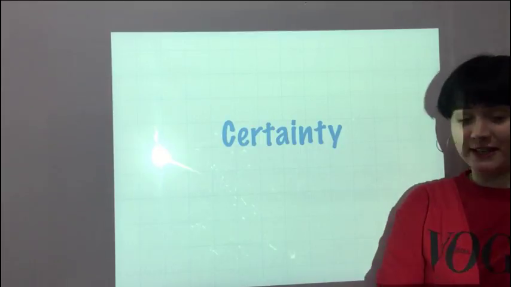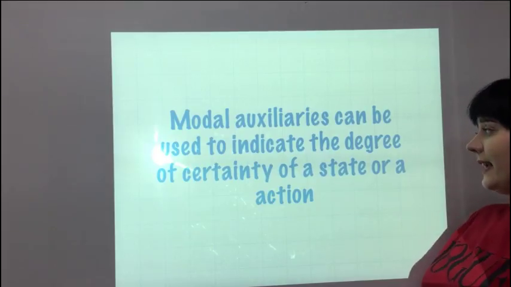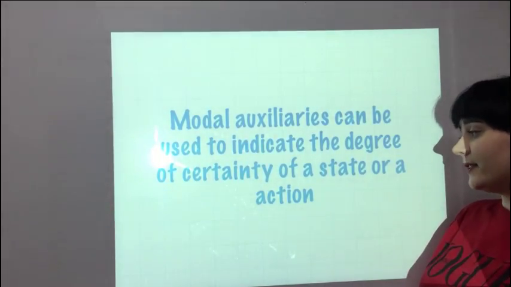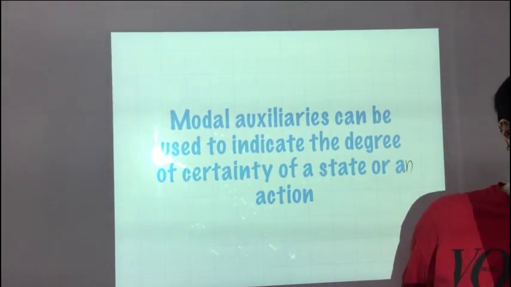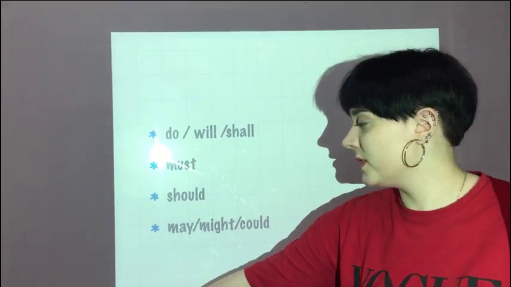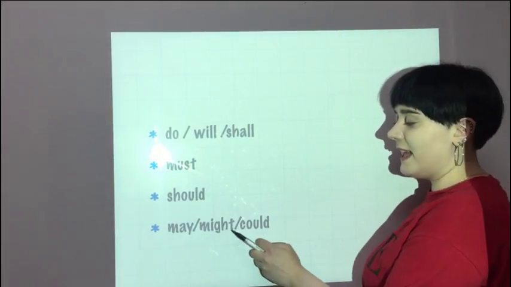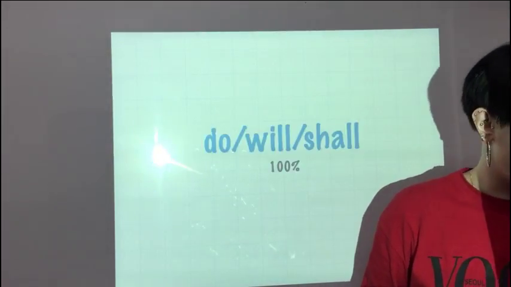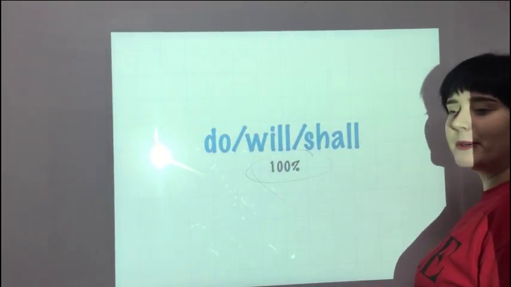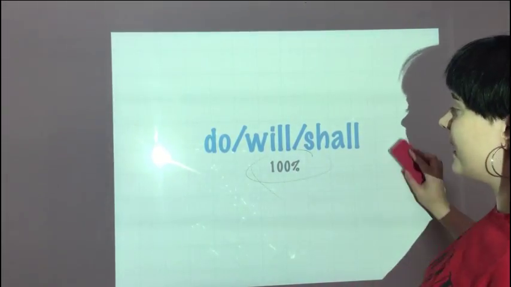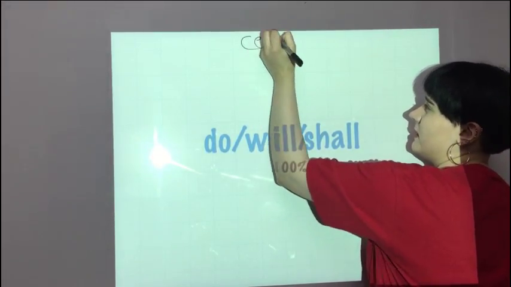Today we will talk about certainty. Modal auxiliaries can be used to indicate the degree of certainty of a state or an action. We have do, will, shall, must, should, may, might, and could. I'll be starting off with do, will, shall, which basically means 100% certainty.